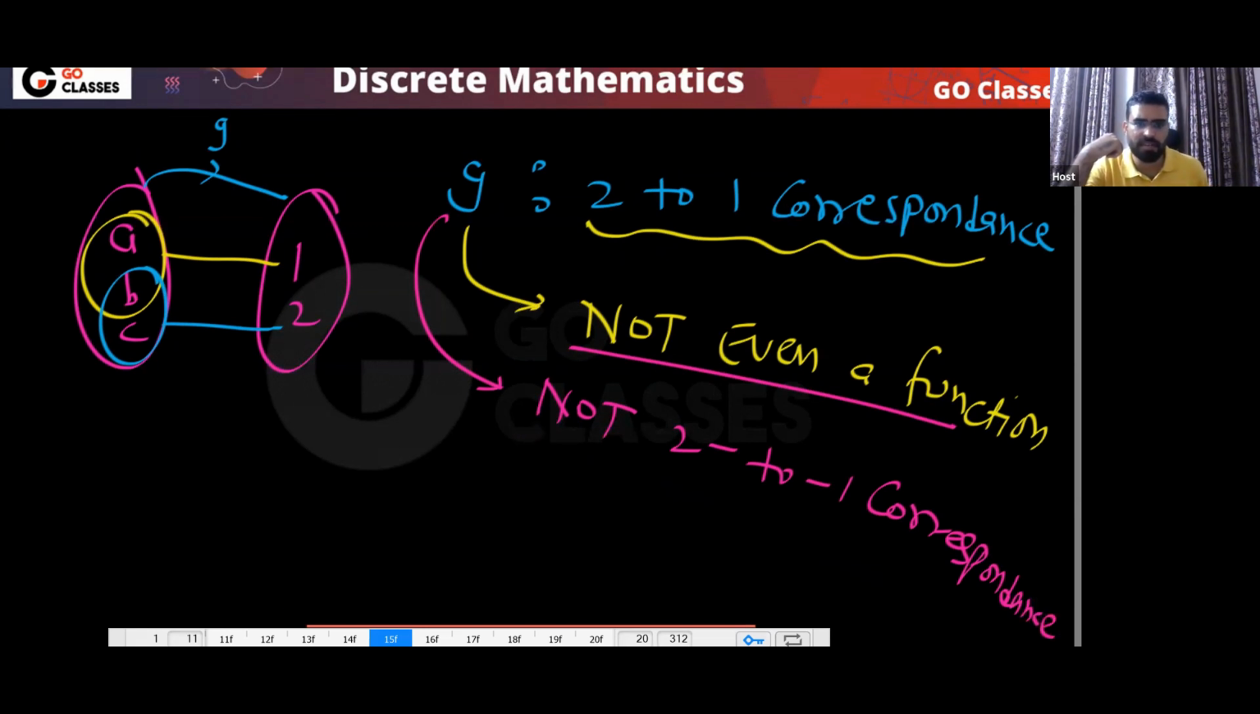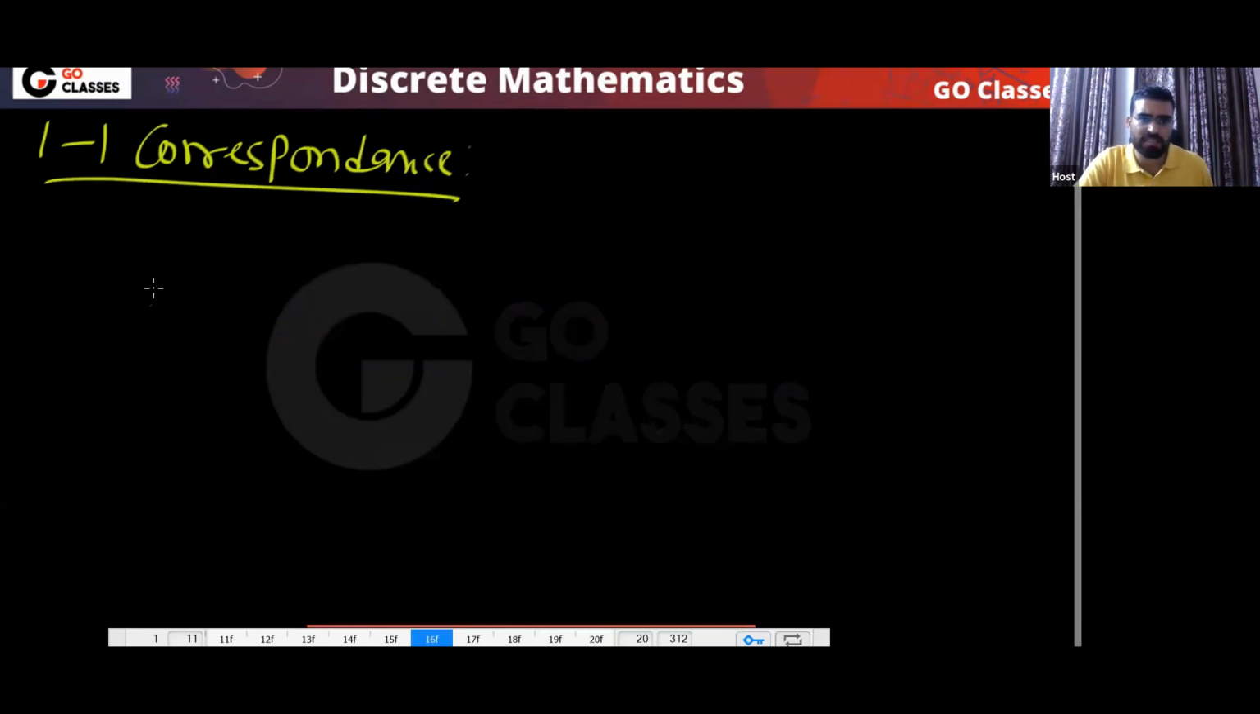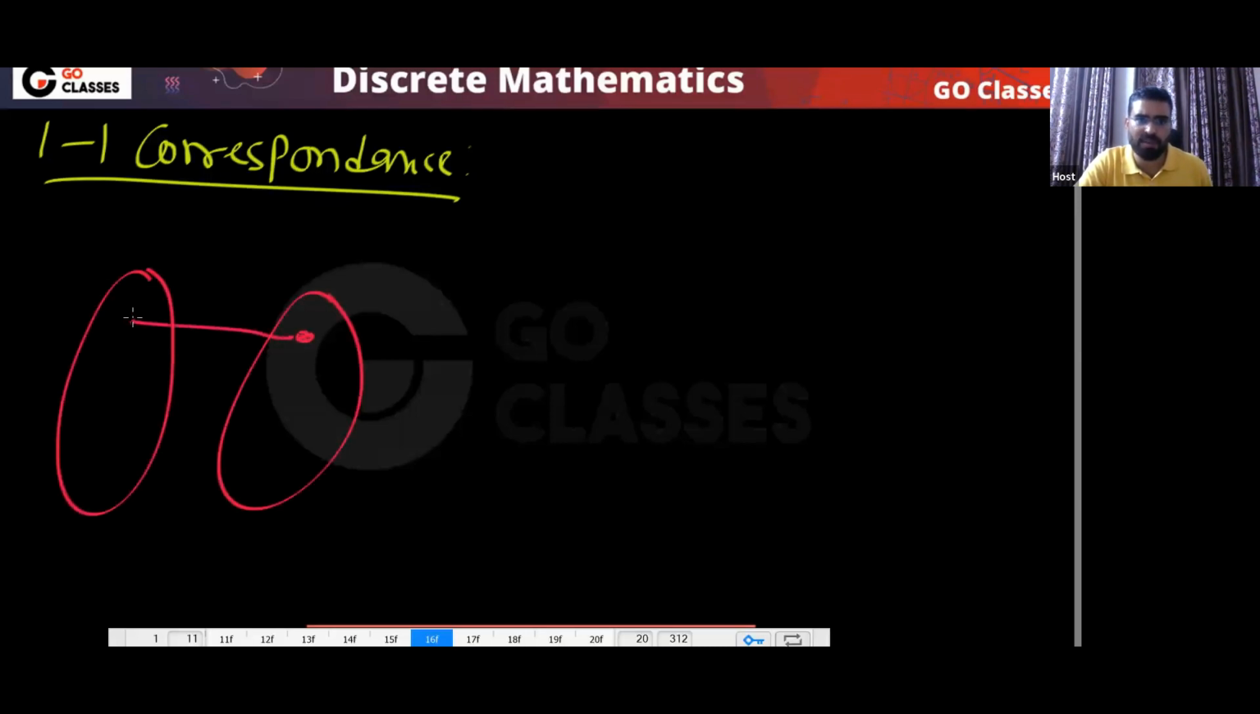So this is the idea. Remember, k-to-1 correspondence is something like this. This 1-to-1 correspondence looks like this. It is a function where every element of the codomain has exactly one pre-image, but it should be a function. Every element of the codomain has exactly one pre-image.